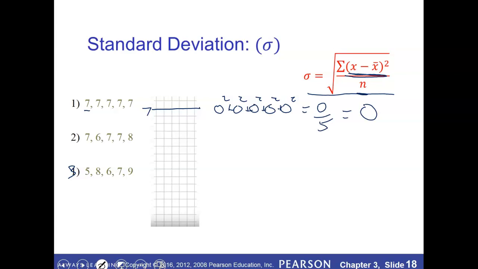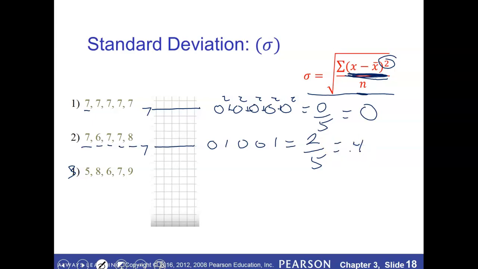Well, let's see how this formula affects the second data set. Again, my average is 7. But if I subtract the first number, 7 minus 7 is 0, and 0 squared is 0. Then I'm going to take 6 minus 7. Well, 6 minus 7 is negative 1, but negative 1 squared, well, that's 1. And then 7 minus 7, what I'm doing is I'm taking each number and I'm subtracting the average and then squaring it. So 7 minus 7 is 0, 0 squared is 0. This 7 minus 7 is 0, 0 squared is 0. Then I'm going to take 8 minus 7, which is 1, and 1 squared is 1. Then I'm going to add all those together. Well, now I get 2. If I divide that by 5, that's 0.4.